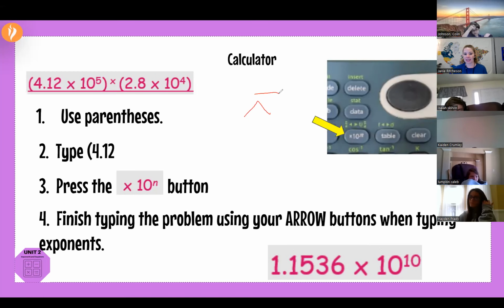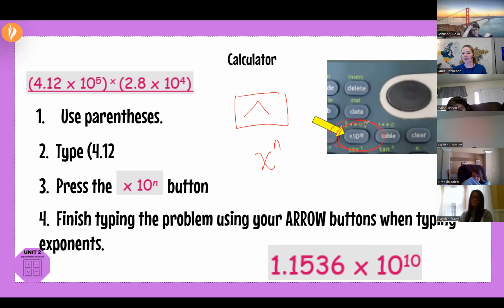I bet you have a button that has x to the nth or something like that. Yes, I have that button. Okay, so put in your parentheses, 5, and then you probably have to arrow right, and then finish the rest of it. So you don't have to use this button.